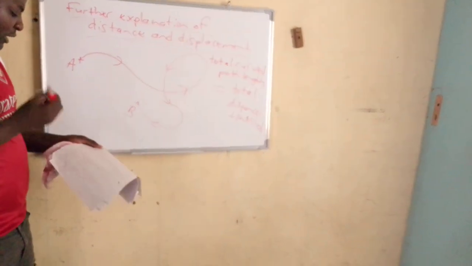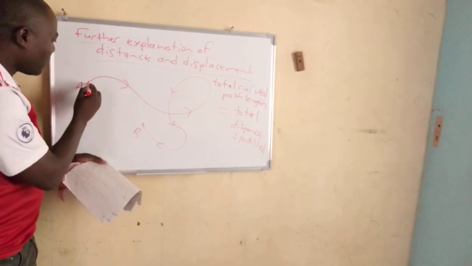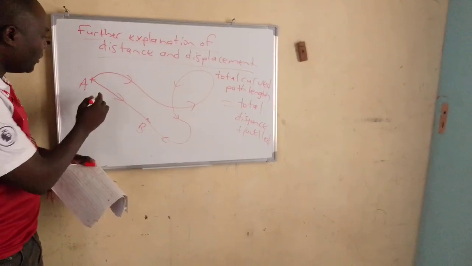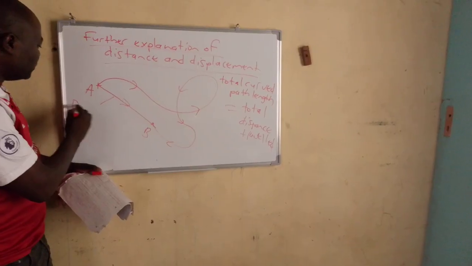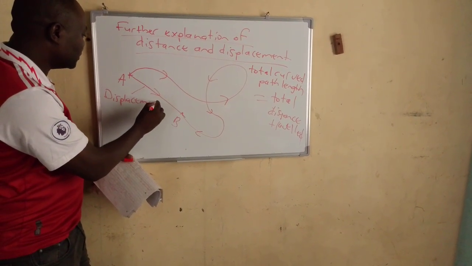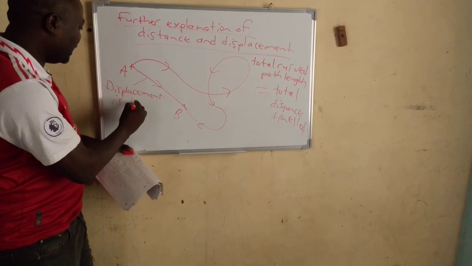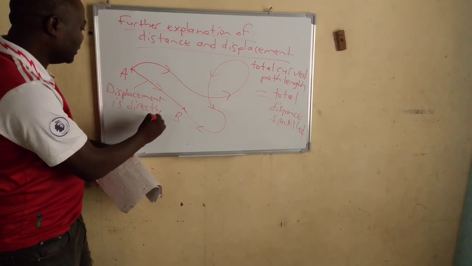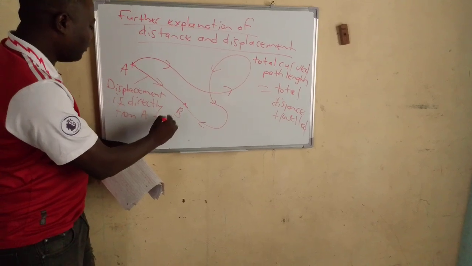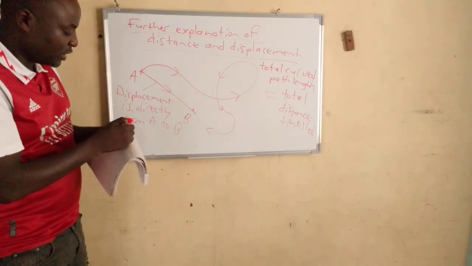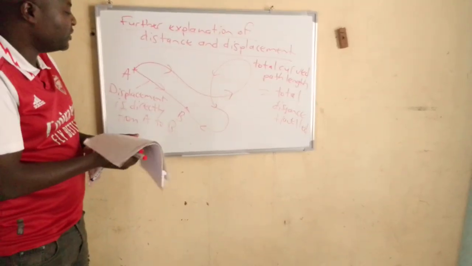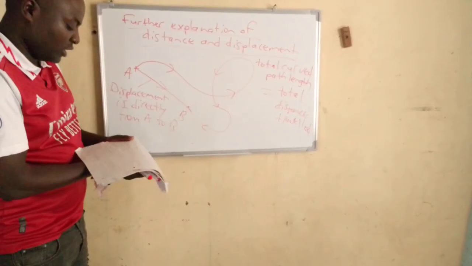Then displacement. Displacement is directly from A to B. This is the displacement. So the distance is longer than the displacement. The displacement is short. Can you see it?